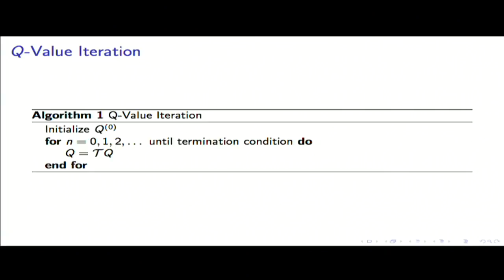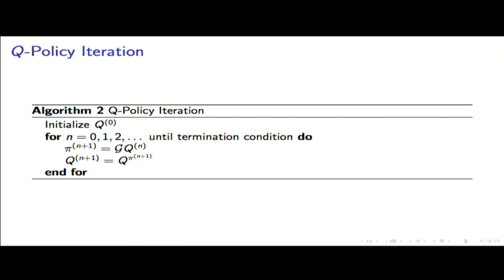So value iteration, remember, you just take the Bellman backup operator and you apply it over and over again. So the Q value iteration, this is what it looks like. You just iteratively apply the backup operator until some stopping condition is met, and the series will converge to Q star.